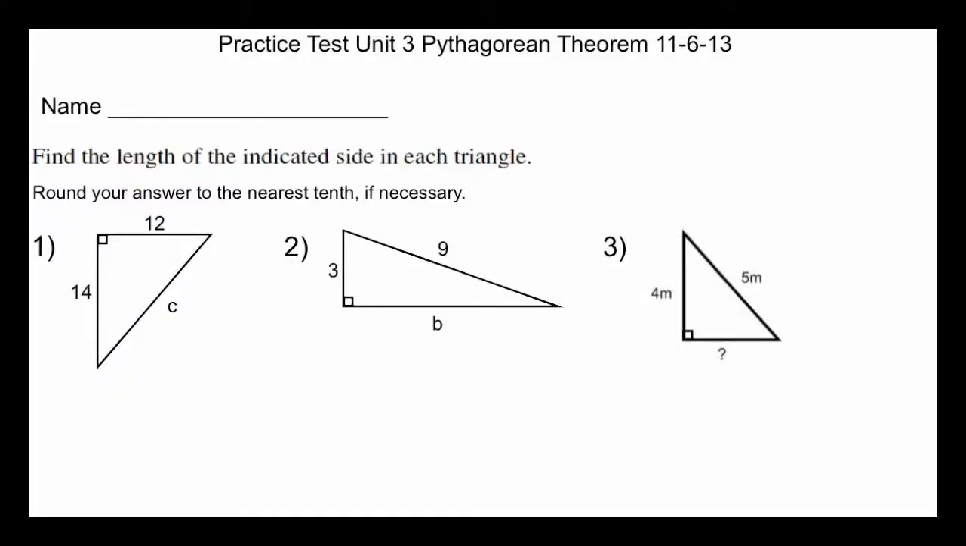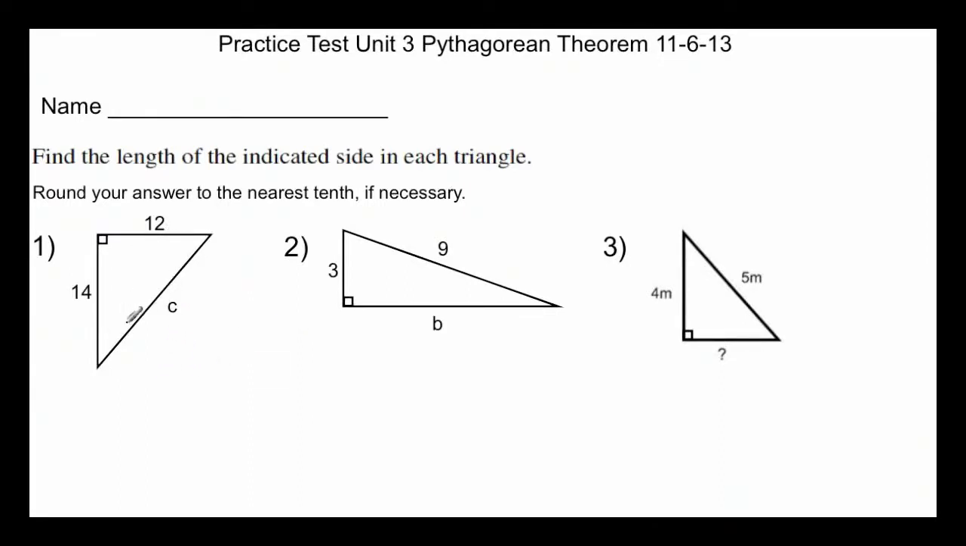Okay, here's the video solutions for the practice test on Unit 3 Pythagorean Theorem. It says find the length of the indicated side in each triangle. Round your answer to the nearest tenth if necessary. So these are just the basic right triangles. Use the Pythagorean theorem, substitute, do your adding or subtracting, and then do the square root.